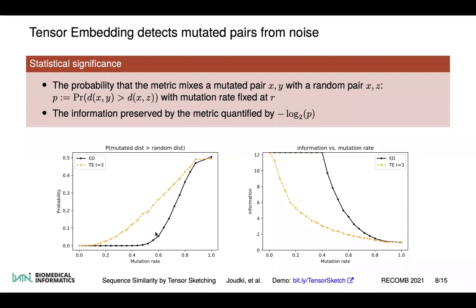But the right plot is just taking a logarithm, which is also depicting bits of information about the sequence. So now we can see the drop, or the gap between edit distance and tensor embedding distance, is basically how many bits we lose by sketching, or by embedding, in this case, the sequence into a tensor. Now, the next thing to turn our attention to is the complexity.